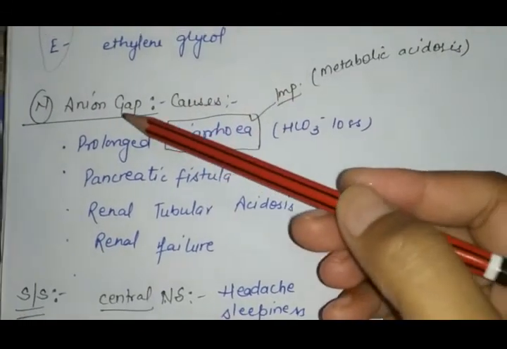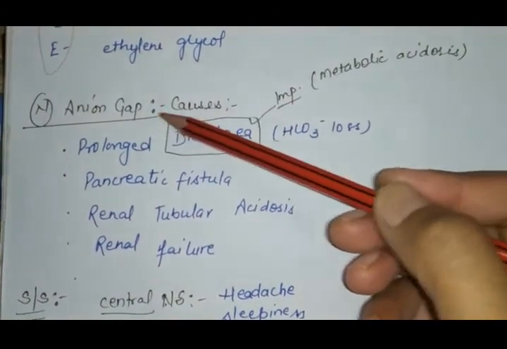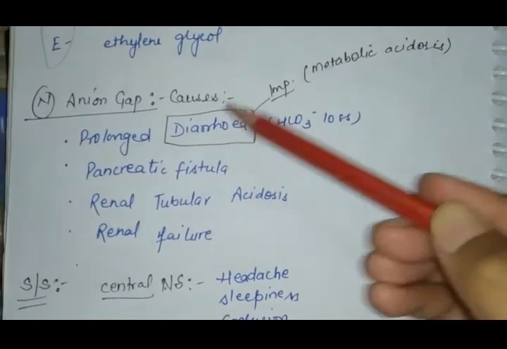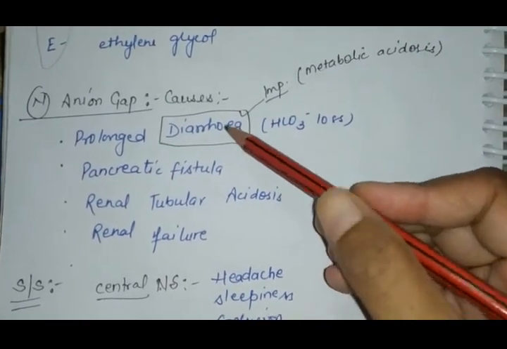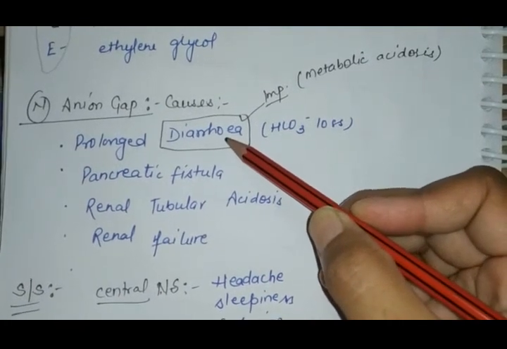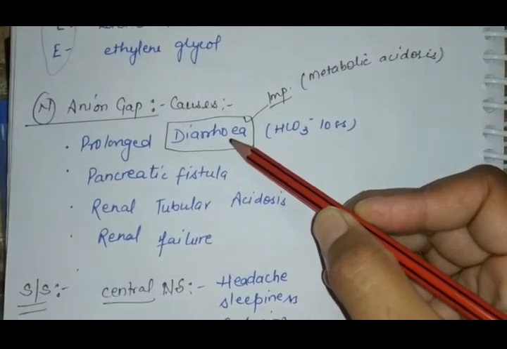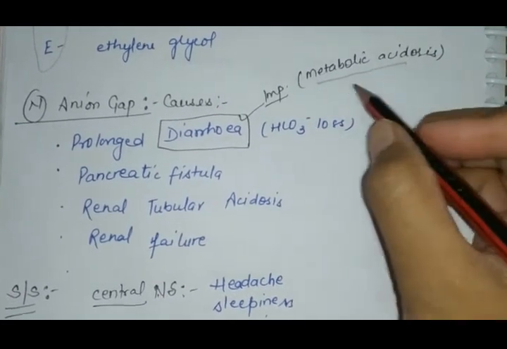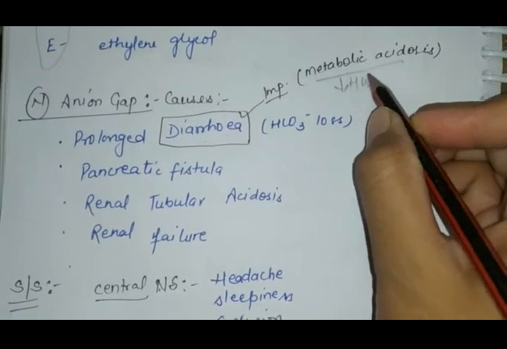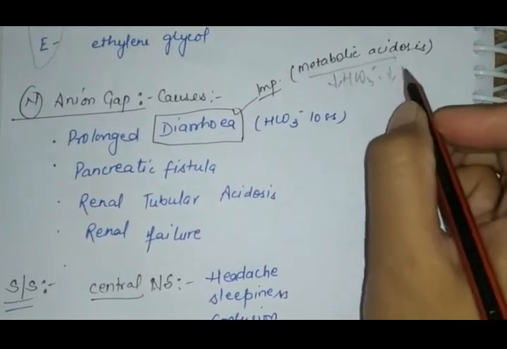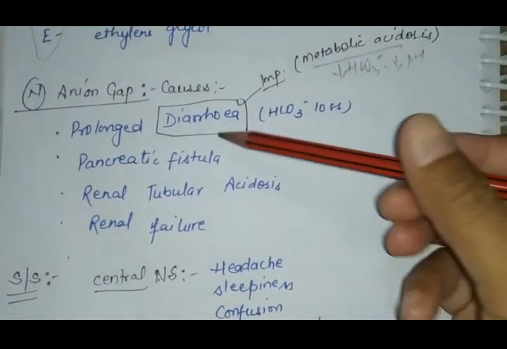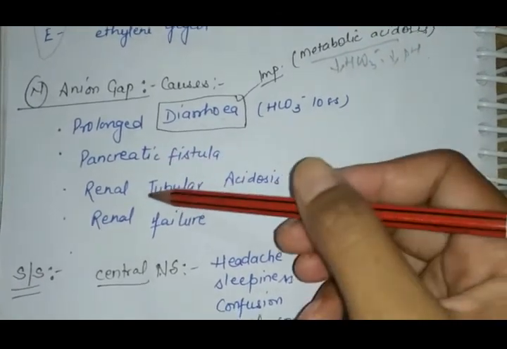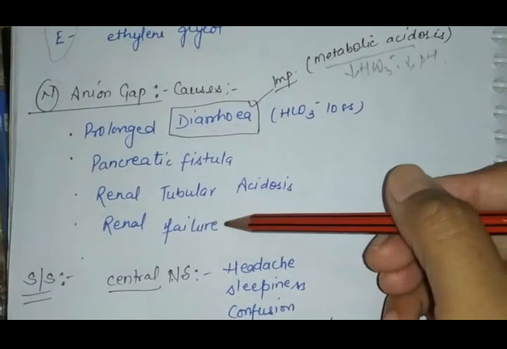Now we will see normal anion gap metabolic acidosis. Causes are prolonged diarrhea. Sometimes in competitive exams, the question is asked: if a person is having prolonged diarrhea, what findings will you find in ABG? You will find metabolic acidosis, that means decrease in bicarbonate level and decrease in pH of blood. Other causes are pancreatic fistula, if there is abnormal connection with the pancreas, renal tubular acidosis and renal failure.